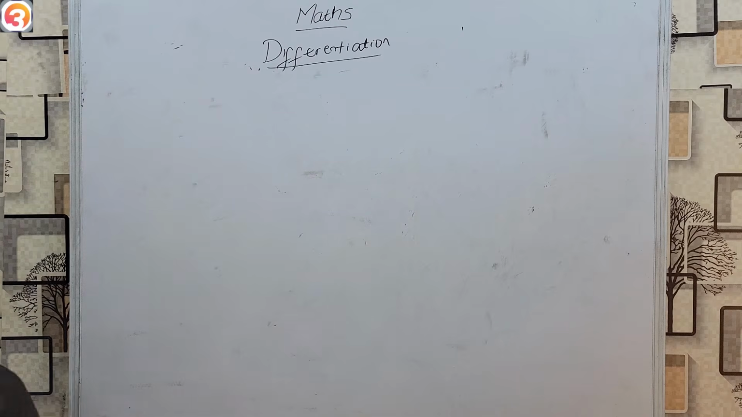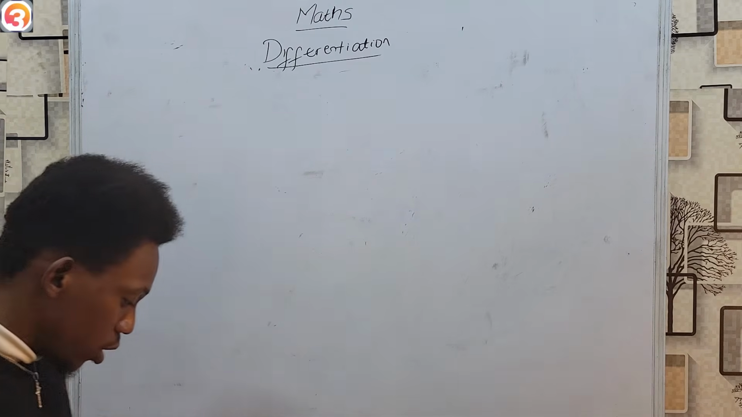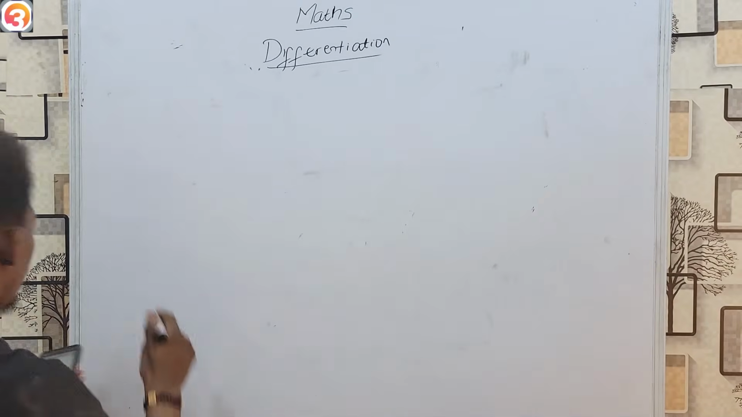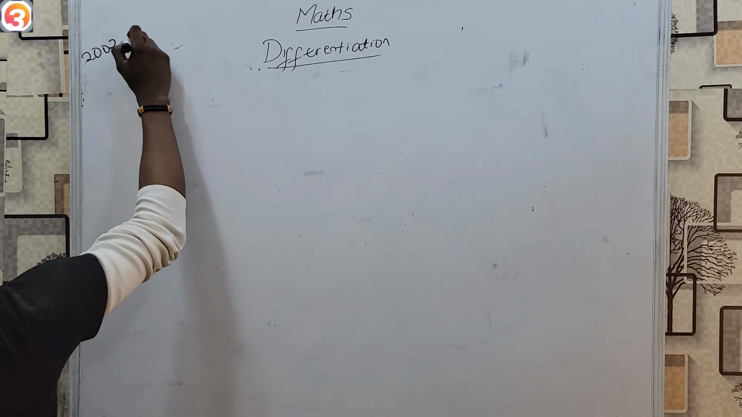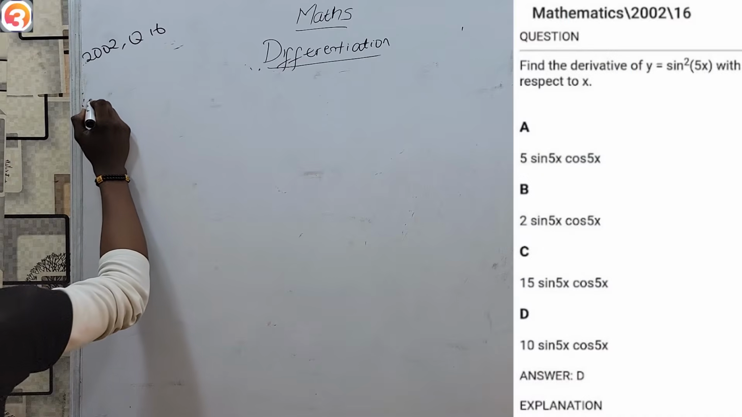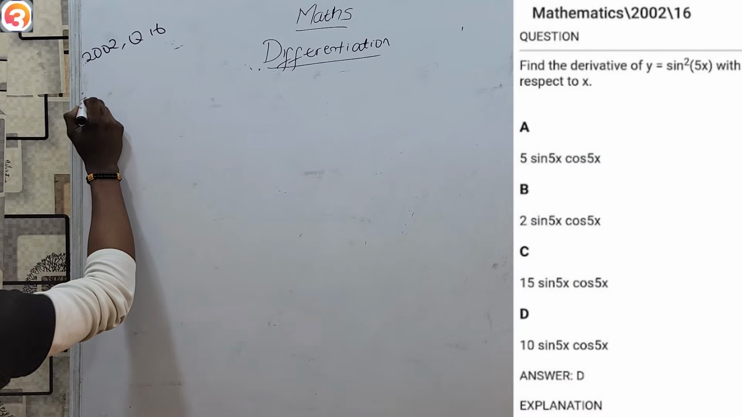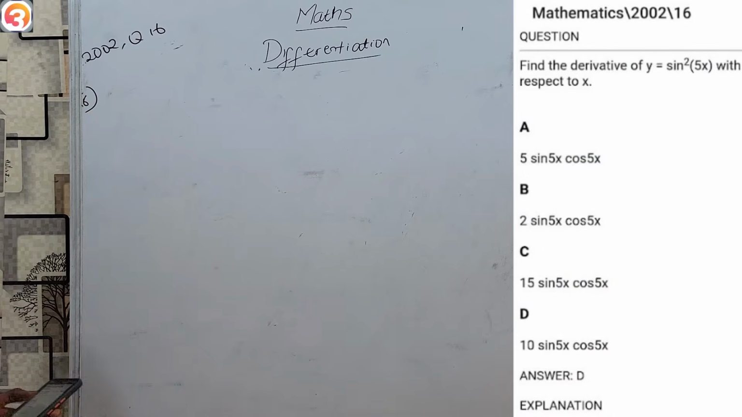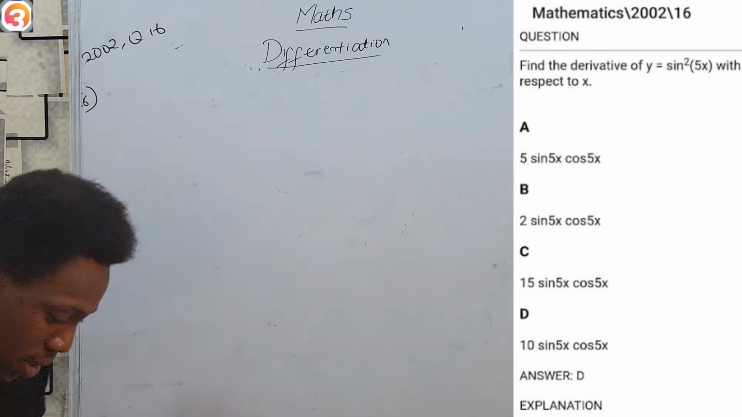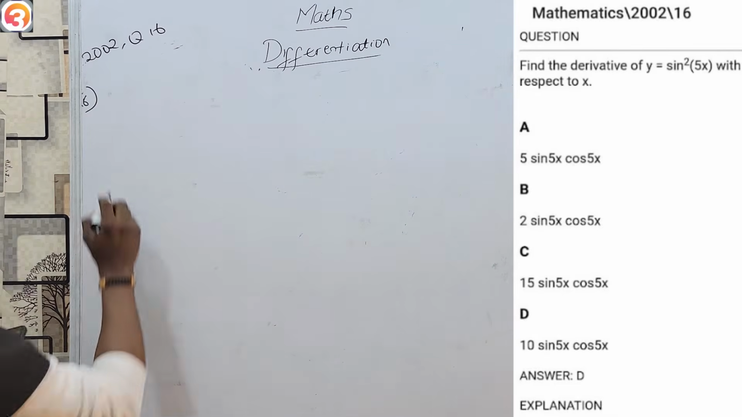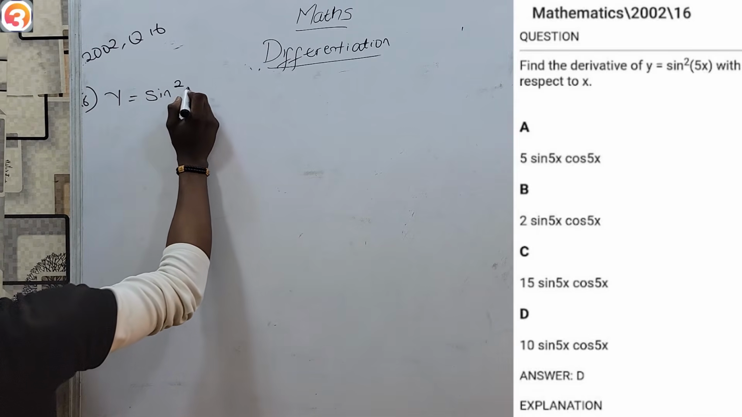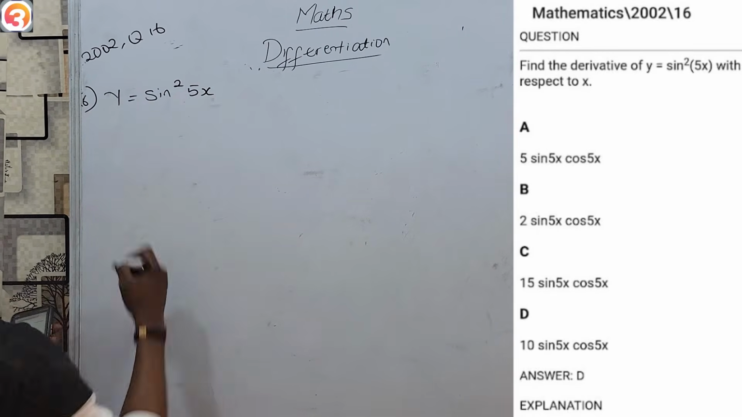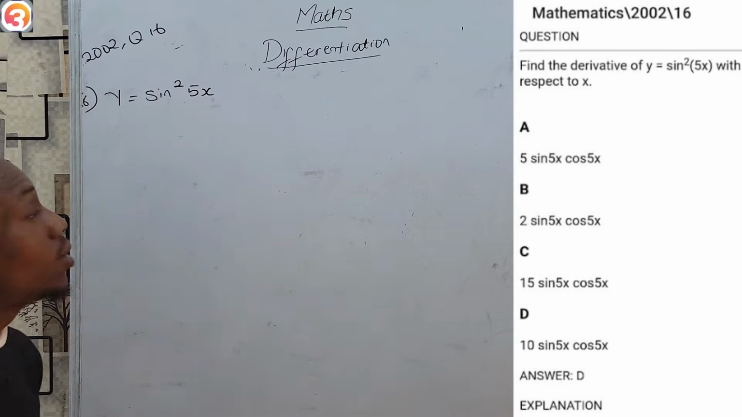Okay. So, time to search for the next question. This one is from the year 2002. Question number 16. 2002, question 16. And this is our sixth question. And this one simply says, find the derivative of y equals sine squared 5x with respect to x.